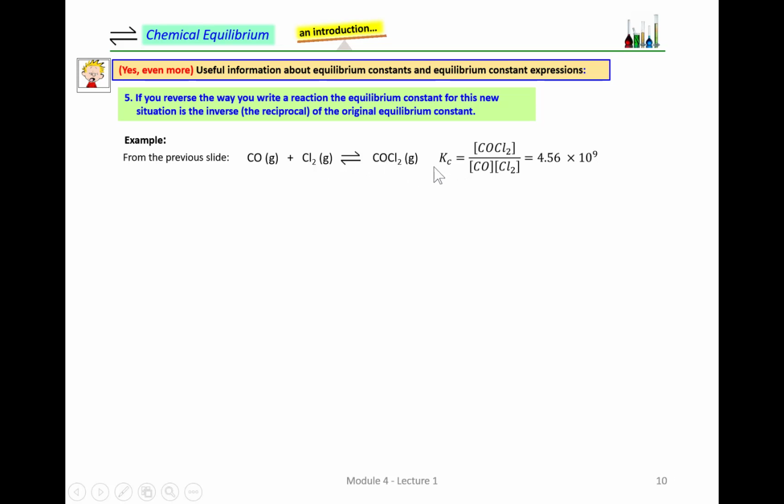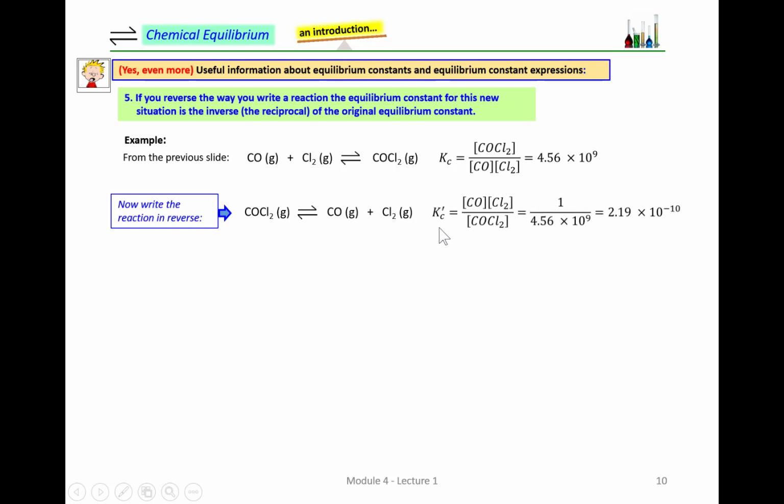We'd write the equilibrium constant expression like this, and we know it equals 4.56 times 10 to the ninth. Now, if we chose to write the reaction in reverse, meaning we chose to call the CoCl2 the reactant and CO and Cl2 the product, we can do that, but remember the new equilibrium constant will be the reciprocal of the old one, if we follow the rules, because CO and Cl2 are now the products. They go on top. Concentration of CoCl2 goes on the bottom.